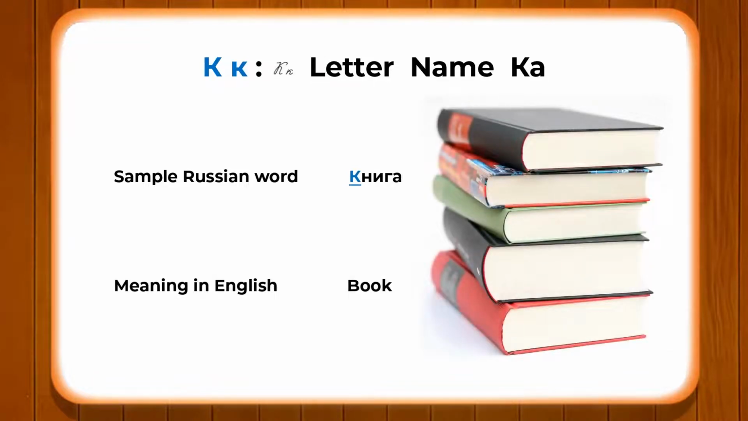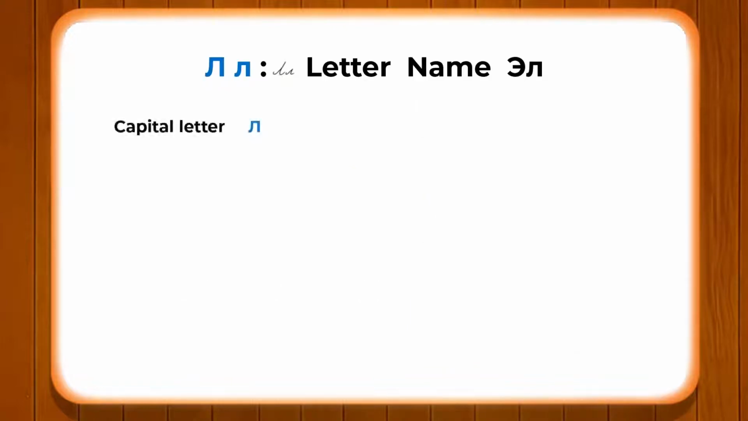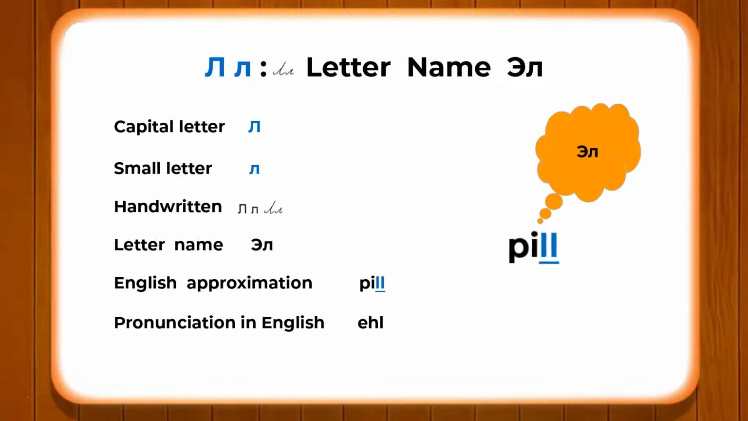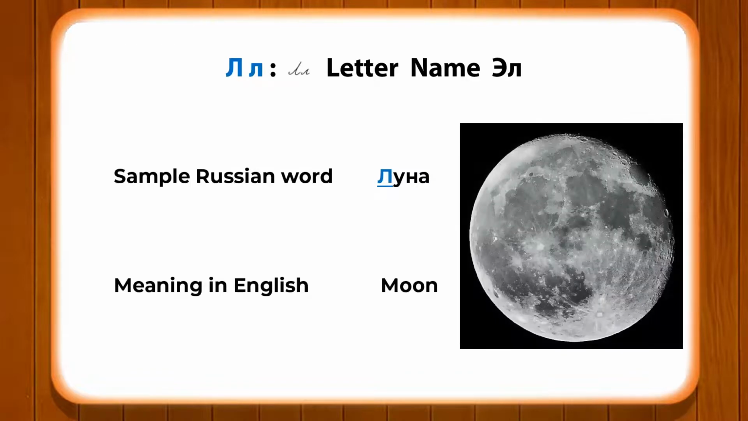The letter's name is L. You can again pay attention to how these letters are written in capital and small, and you need to continue this process for each and every letter which we are learning here. Please do write in your notebook and pronounce. Now, the letter L, as we have used the example of English L in pill, and in Russian we have used the word Luna, which means moon. Now, we will go to the next letter.